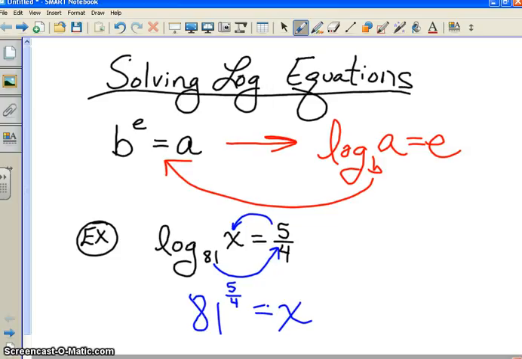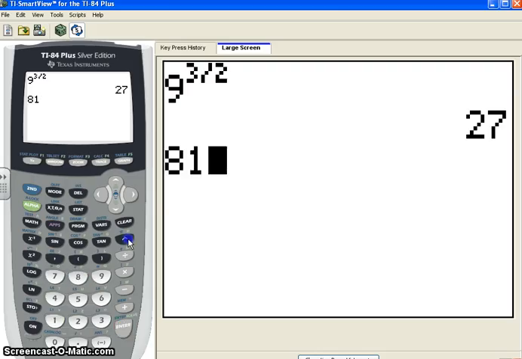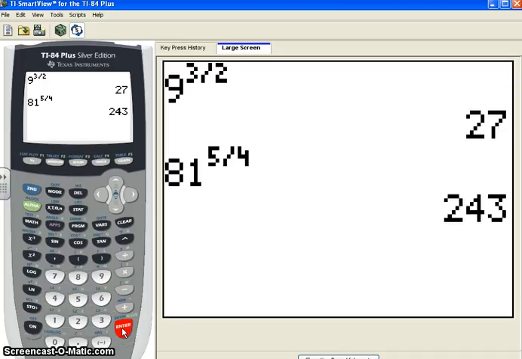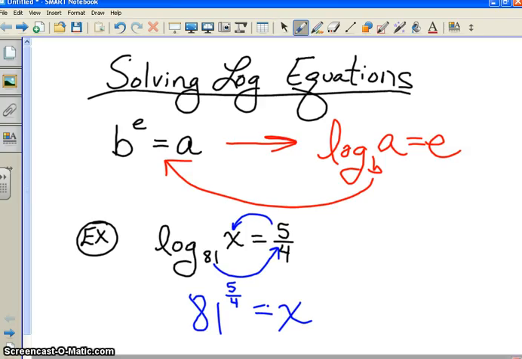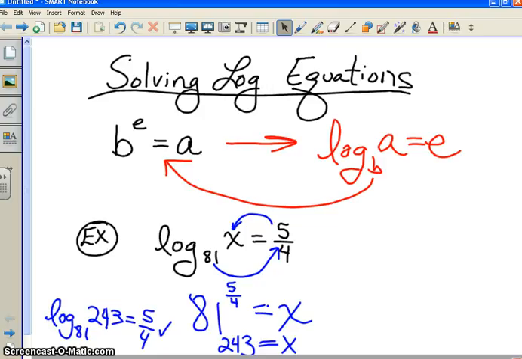And then we can just take our calculator and evaluate that. 81 to the 5/4 power is equal to 243. And again, if we wanted to check to make sure that's right, we could do log base 81 of 243 on our calculator and make sure it comes out to 5/4 or 1.25. And indeed it will.